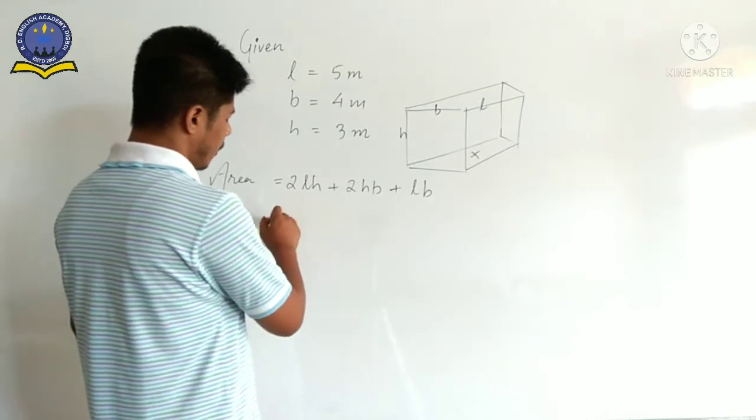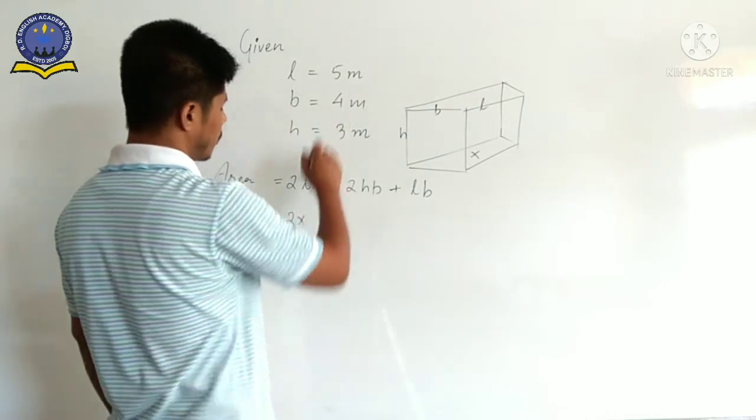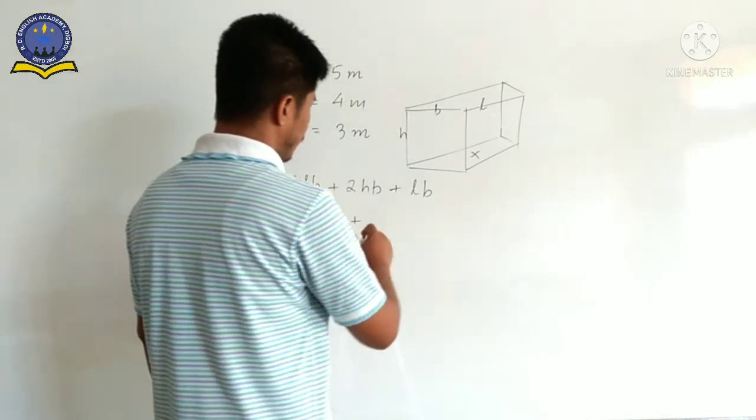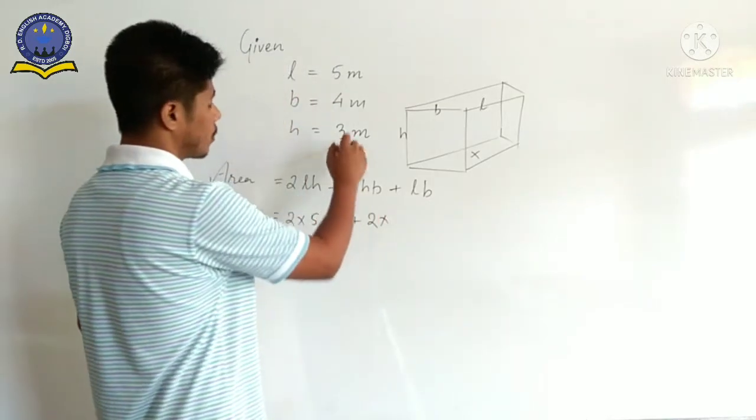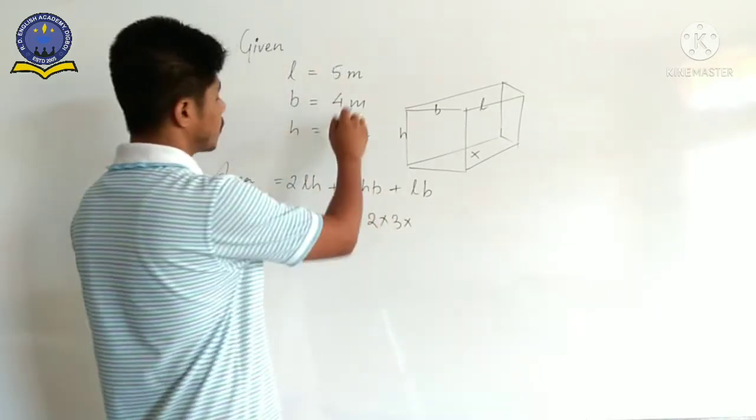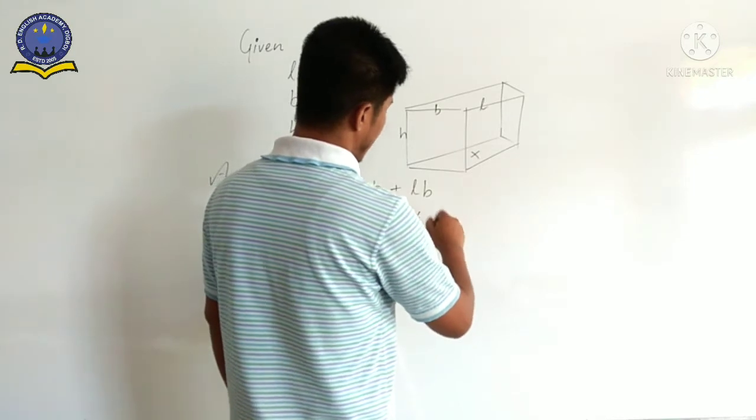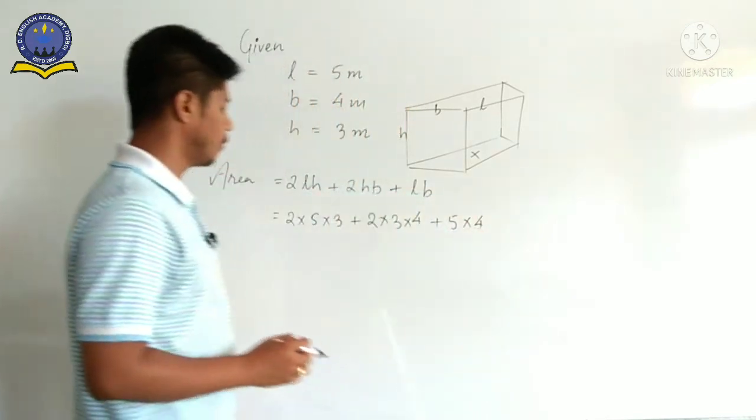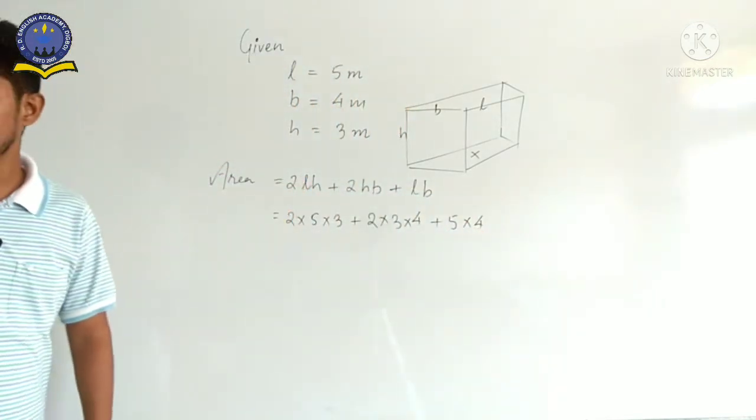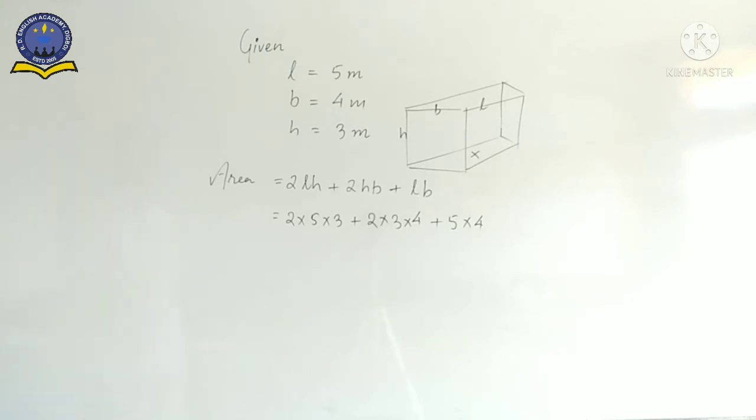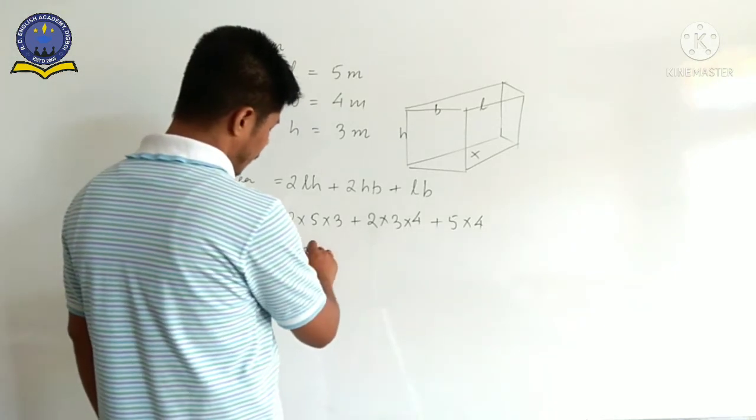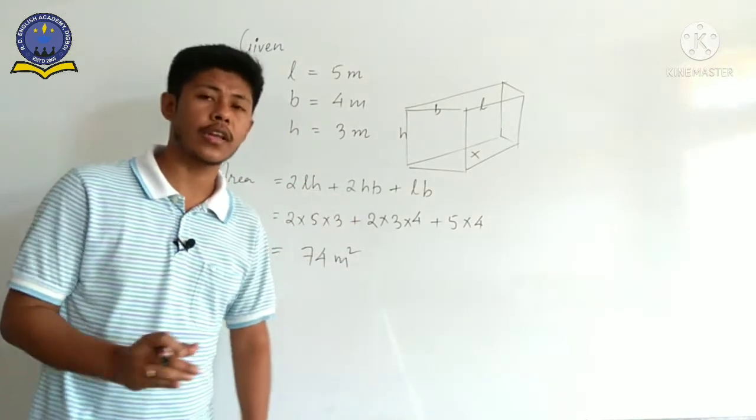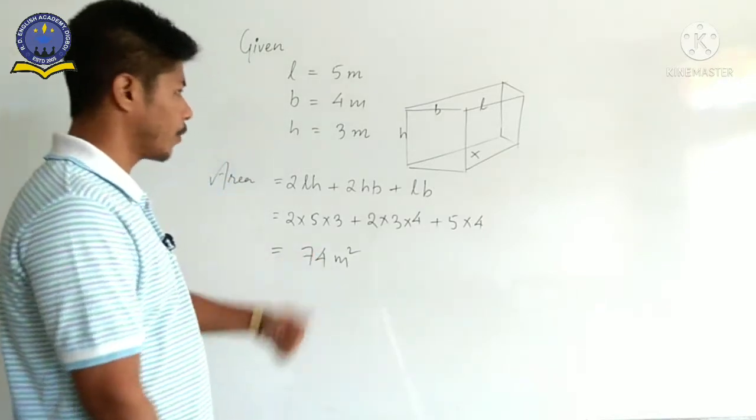Now if we put in the values: 2, length is how much? 5, and height is how much? 3. Similarly, the second one, 2 into height, which is 3, and the breadth is how much? 4. And now here length 5 and the breadth is 4. So we calculate this, and the result we get is 74 meter square. That means the total area is 74 meter square.